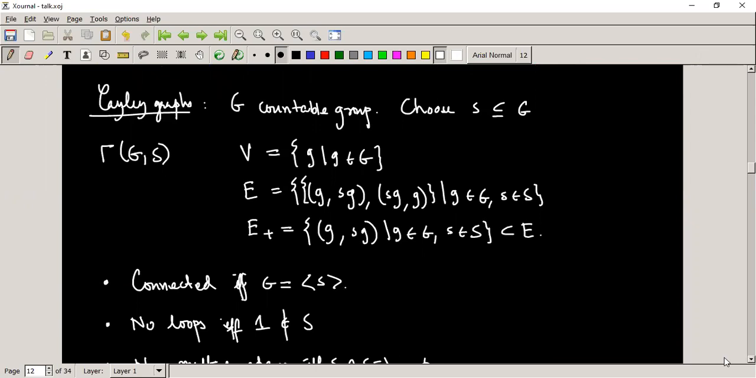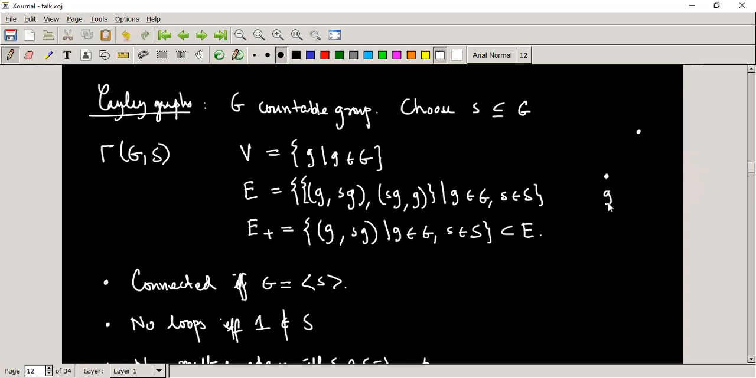Let me introduce Cayley graphs. So these are graphs which you can create from groups. Yeah. So I don't know how much group theory people know here, but let me say something anyway. Suppose G is a countable group. Choose any subset S of G. Now we can make a graph whose vertex set is exactly the elements of the group, and edge sets are the following. Take an element g.